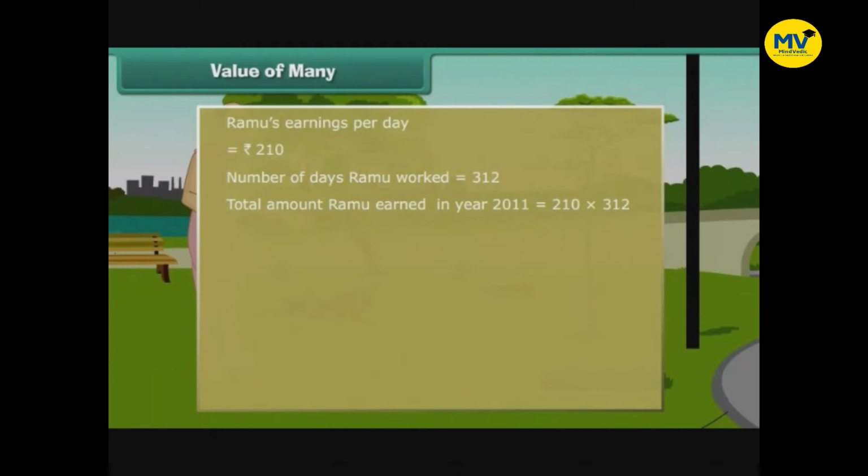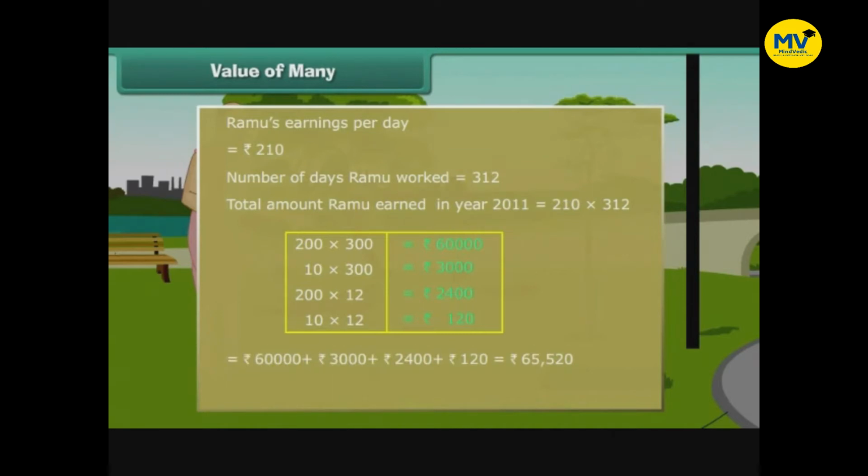Let us break the multiplication into 4 steps. First, we multiply 200 and 300. Then 10 and 300. Then 200 and 12. Then 10 and 12. Now we add up the products to get 65,520 rupees. Therefore, Ramu earned 65,520 rupees in year 2011.